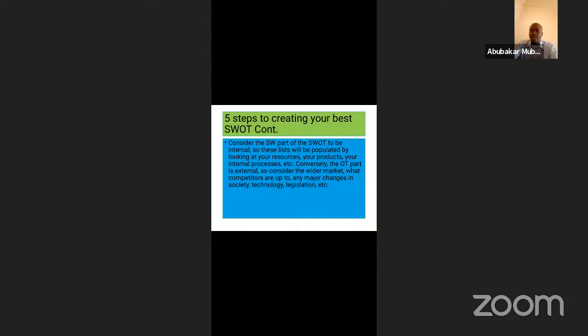So when you are creating a SWOT analysis, you will have to consider both aspects, the internal and the external. When you are considering the internal aspect, you checklist your strengths and weaknesses. While you are considering the external part, you checklist your opportunities and threats.